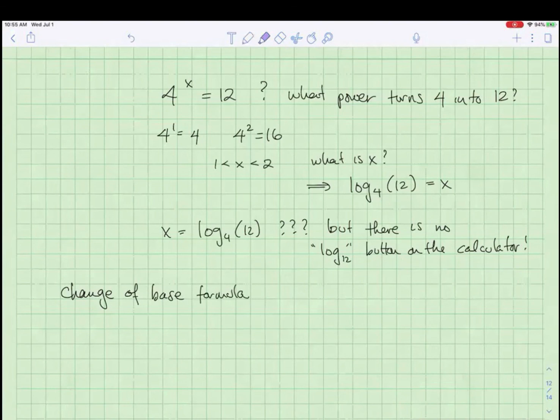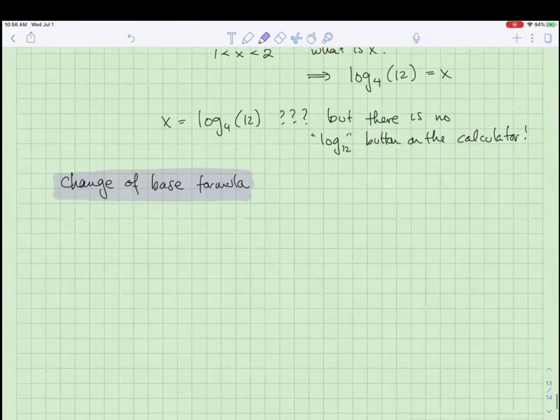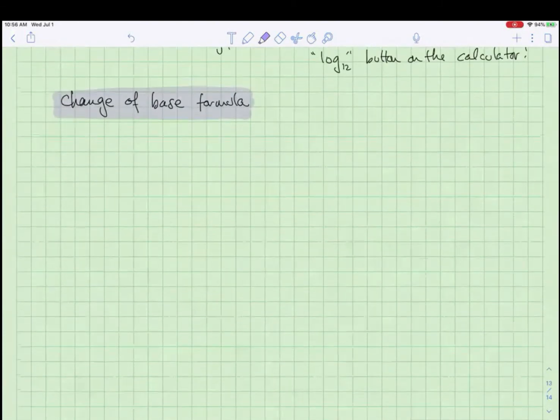We're going to talk about the change of base formula. Now, the book has some clever questions in here that use this change of base formula, but most commonly, the change of base formula is used to take a log, like log base 4, and turn it into either log base 10 or log base e so that you can actually use your calculator. So, it looks like this.